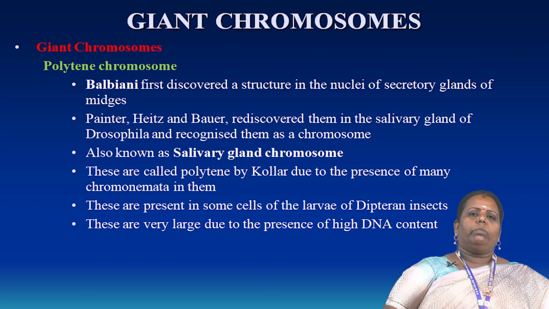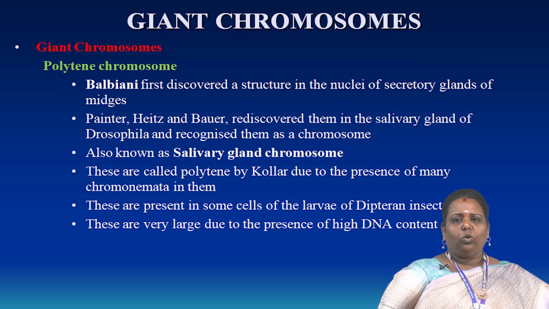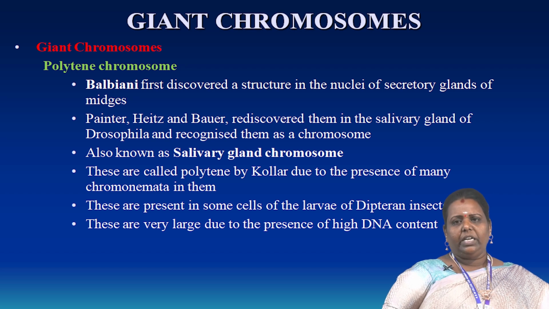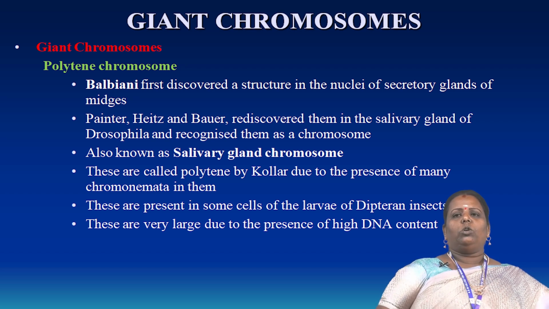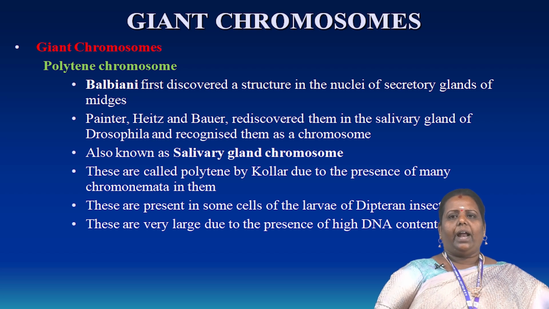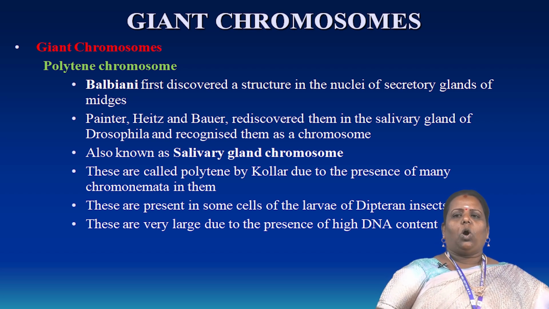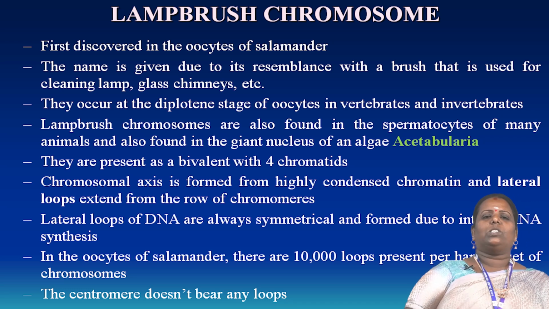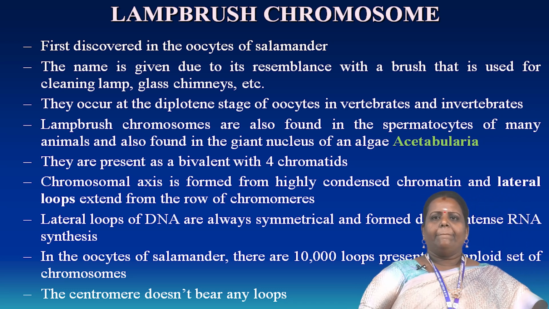Two types of chromosomes occur broadly: one is the giant chromosome, and the other is the lampbrush chromosome. The giant chromosome is also called the polytene chromosome, first identified by Balbiani in the salivary gland of Drosophila melanogaster. It has alternating dark bands, and the puff-like structure is called the Balbiani ring.